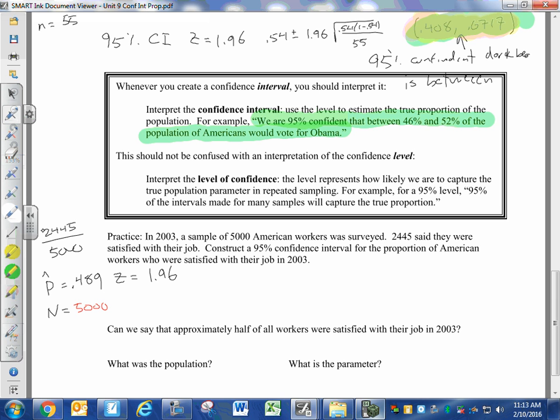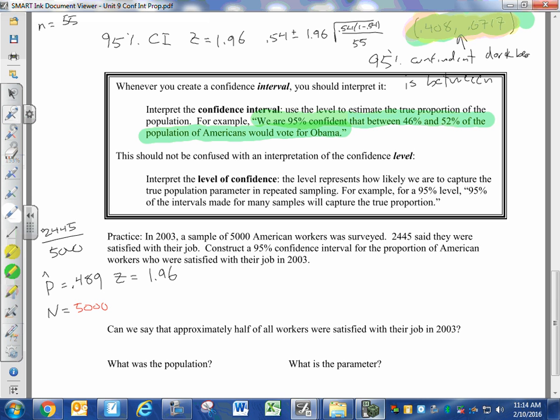Is it okay to get a negative number? No, I shouldn't get a negative number. Let's see what happens. I typed the whole thing in. You need a parentheses in there. That's good. Take the square root of that number. Multiply it by 1.96. That's what you're looking for. So you're good. So add 0.489 plus that, 0.489 minus that.